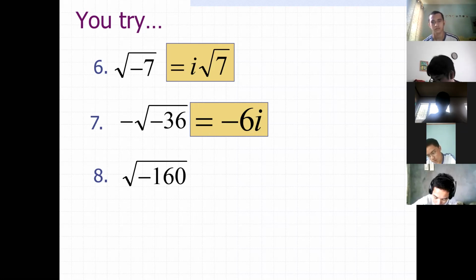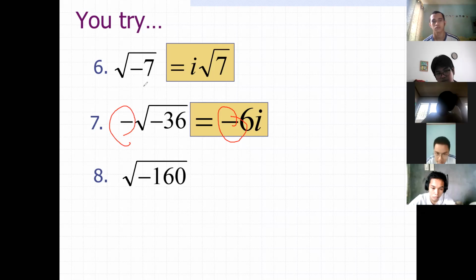Negative 4i with the radical 10. Why is the answer negative? Because there's a negative sign here. But there is no negative sign in number 6, so the answer is just i.